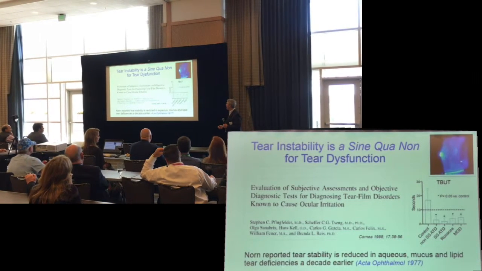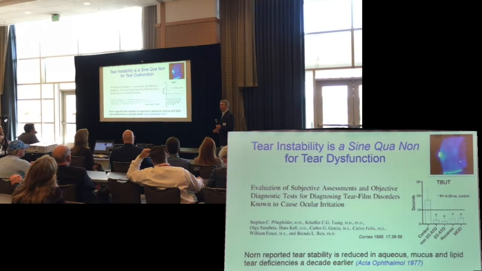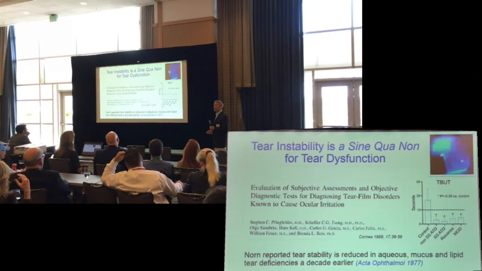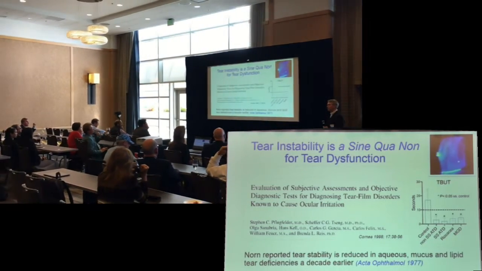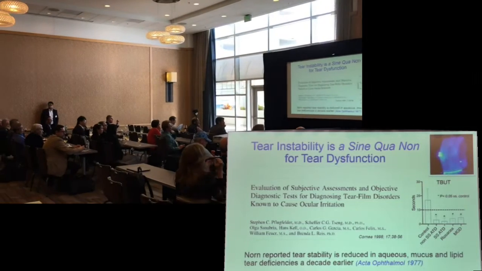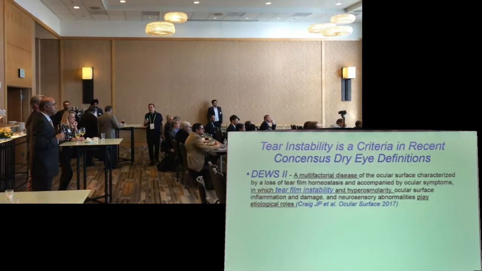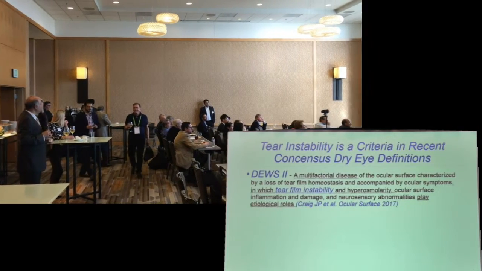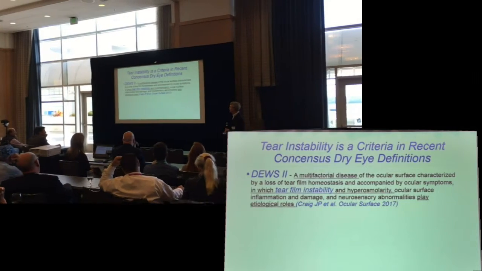And actually, when we found that out in the 1990s, I thought it was really exciting, but it turned out that the famous Danish ophthalmologist Norn had reported that over a decade prior to that. So he was way ahead of his time, noting that tear stability is reduced in all types of tear dysfunction conditions. And tear instability is a consensus criteria in a couple of the latest definitions of dry eye.